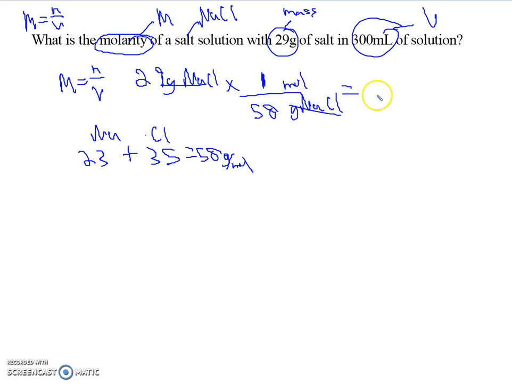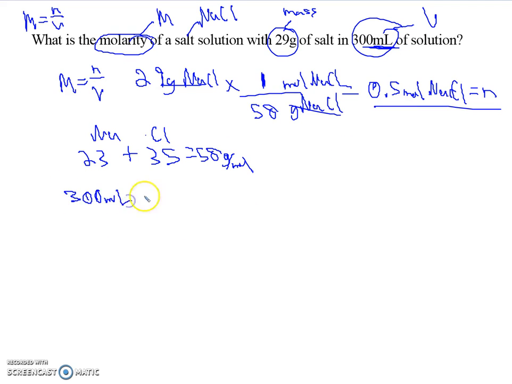So grams cancels out, you do your math, you get 0.5 moles of NaCl. So this is NaCl, and that's equal to N. Okay, so now I can plug it in, but no, I can't, because remember, V has to be in liters, not milliliters. So now I take my 300 milliliters and convert this to liters. So I have to divide by milliliters. There is 1 liter in 1,000 milliliters. Milliliters cancels. You get 0.3 liters, and this is equal to V.